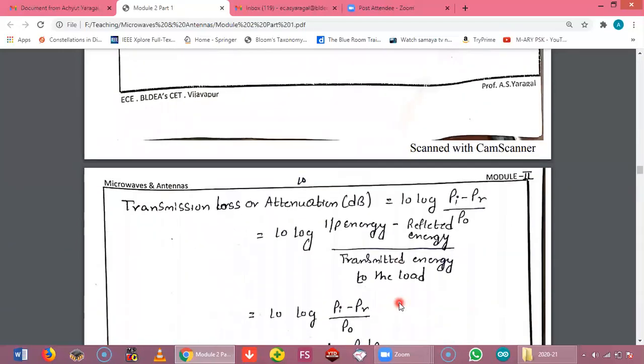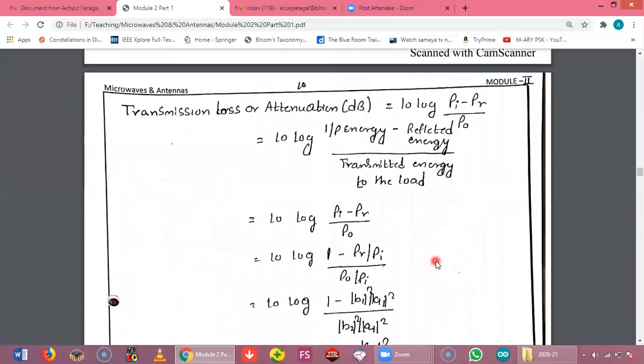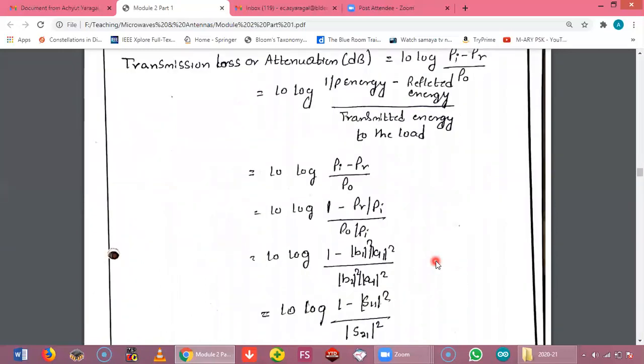How exactly is the transmission loss defined here? It is nothing but the input power minus the reflected power, divided by the total energy, or the power that has been transmitted to the node here. This will give your transmission loss. That is, P incident minus P reflected divided by P output will give me the transmission loss.